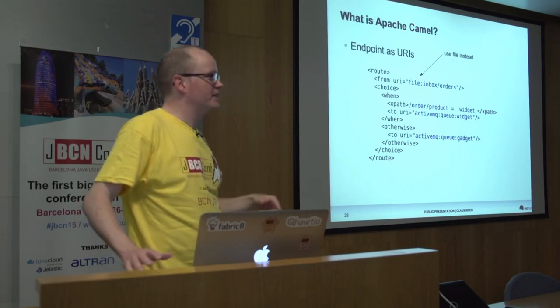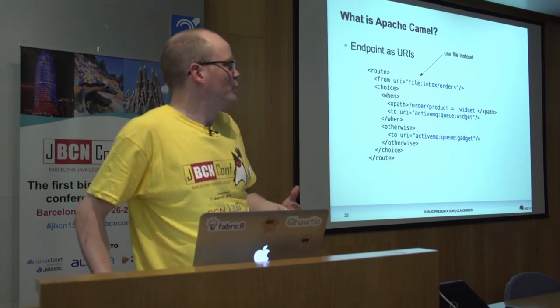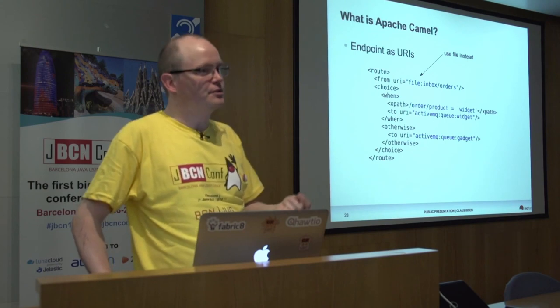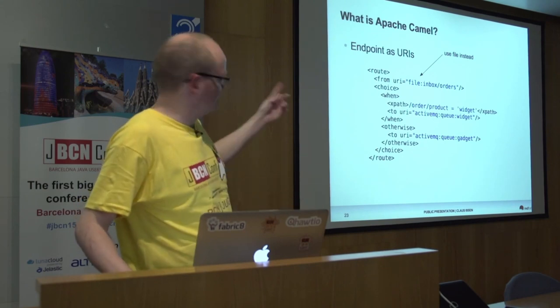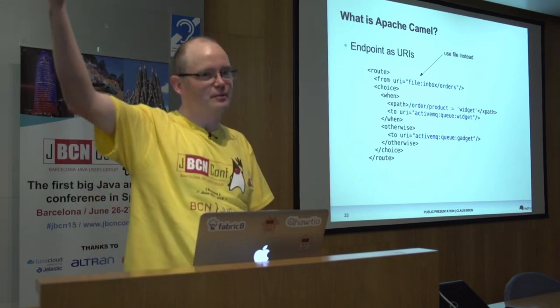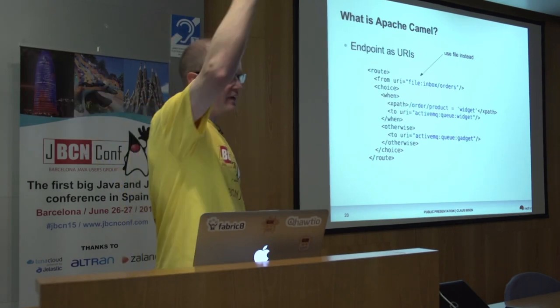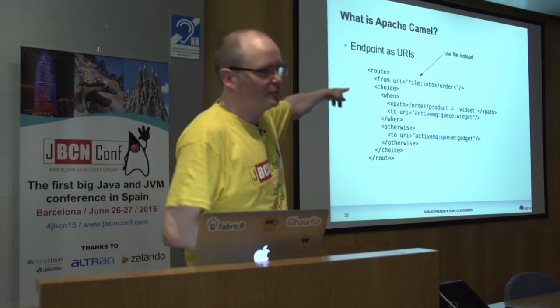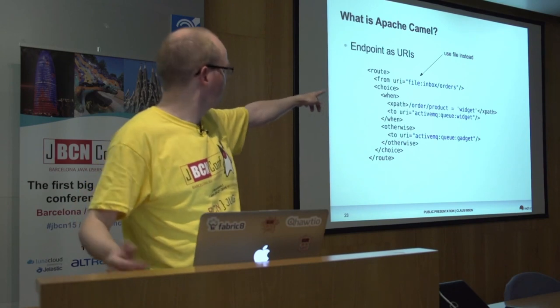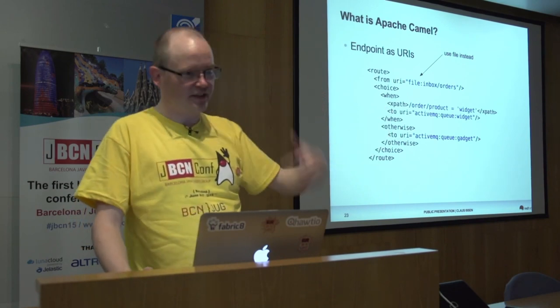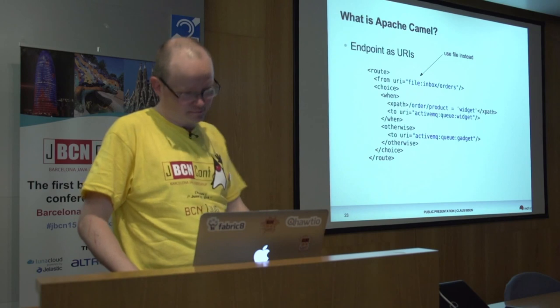Another benefit with Camel is that it's easy to configure endpoints using different components. So, for example, instead of picking up messages from a message broker, you need to pick them up from the file system. All you have to do is change the endpoint to file, the Camel file component, and then specify the starting directory. And then you're done.